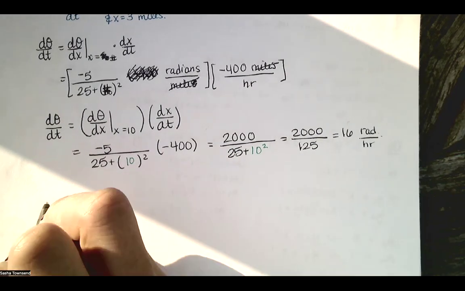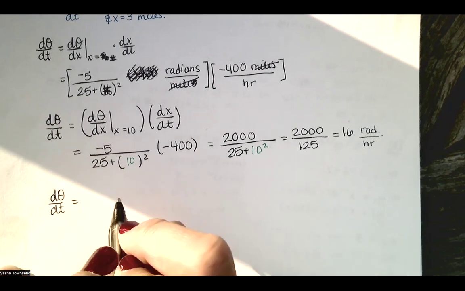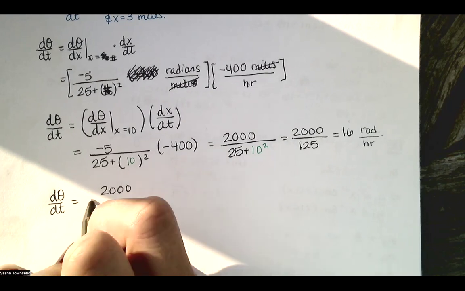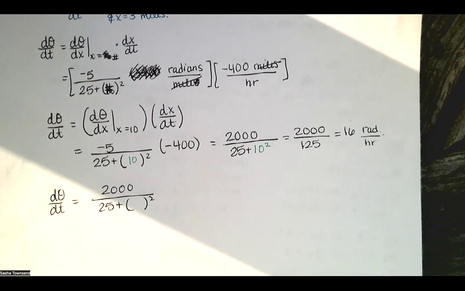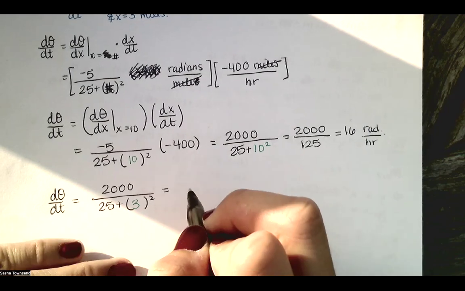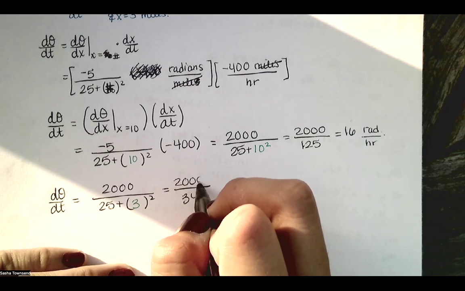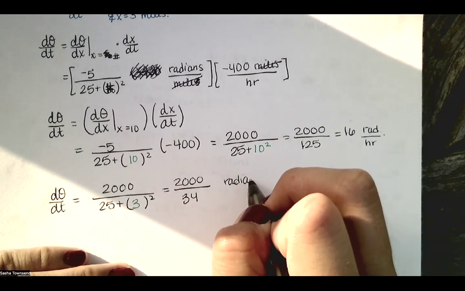And then we're also asked to answer the same question when x equals 3. So nothing has really changed. This times this is still 2,000. We have 25 plus x squared in the denominator, and evaluate at 3. So we have 25 plus 9. What is that, 34? I actually don't know what that value is, but it's some number of radians per hour.